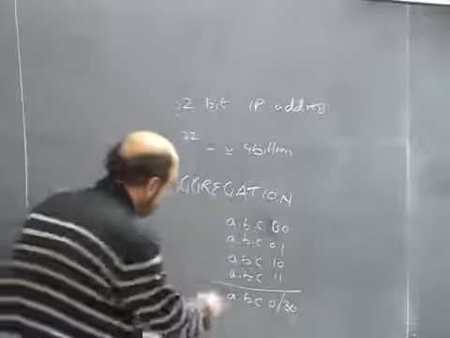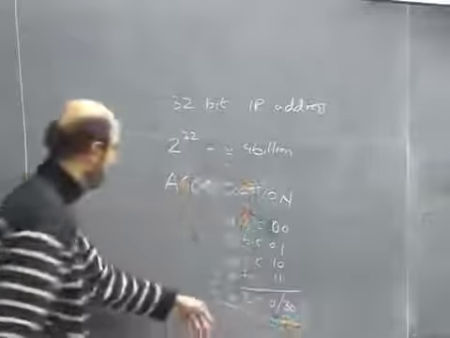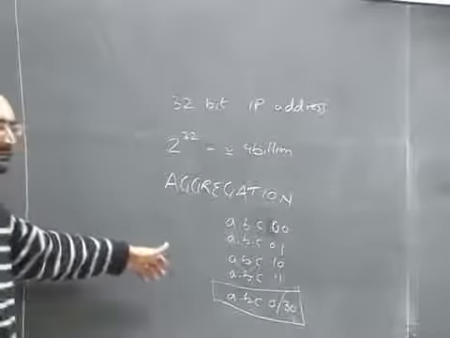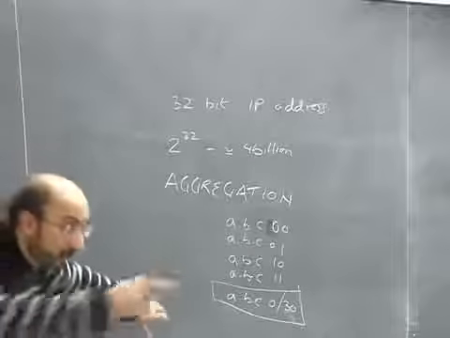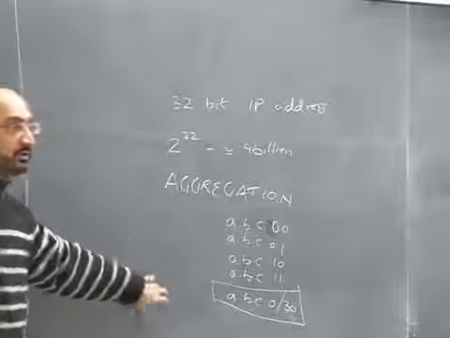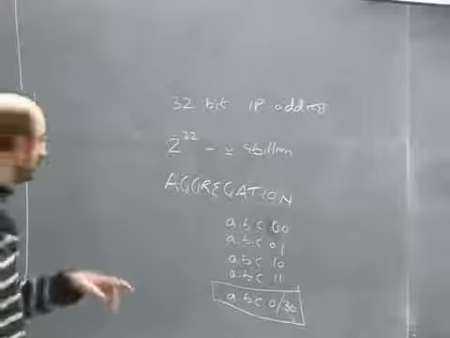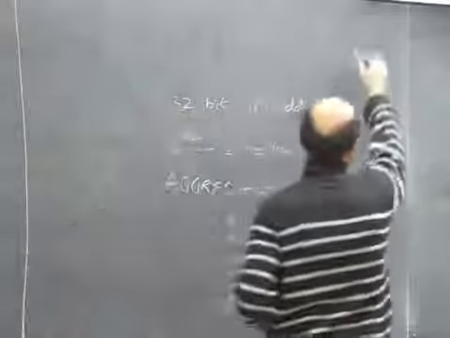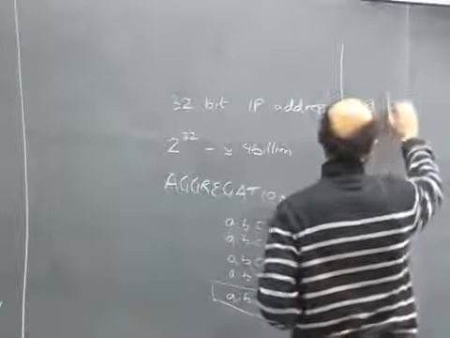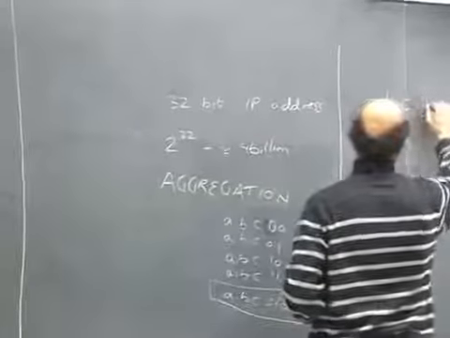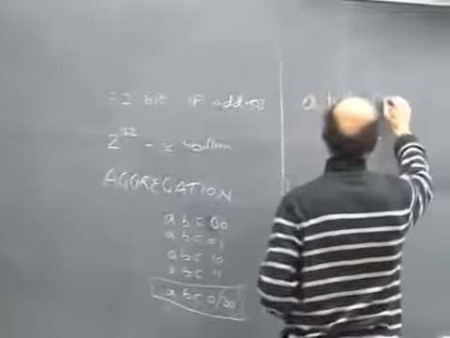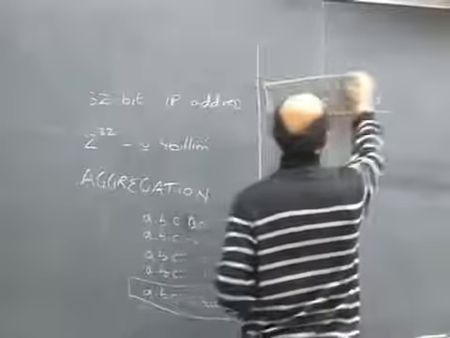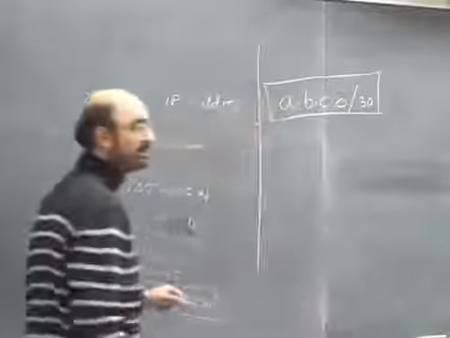So this notation down here, a.b.c.0/30. Is it visible from the back of the room what I'm writing at the bottom of the board? Can you guys see it? Yes? No, you can't? Okay, so some of you, the taller people, can see it. The representation I'm writing is a.b.c.0/30. It looks complicated, but let's just look at it.